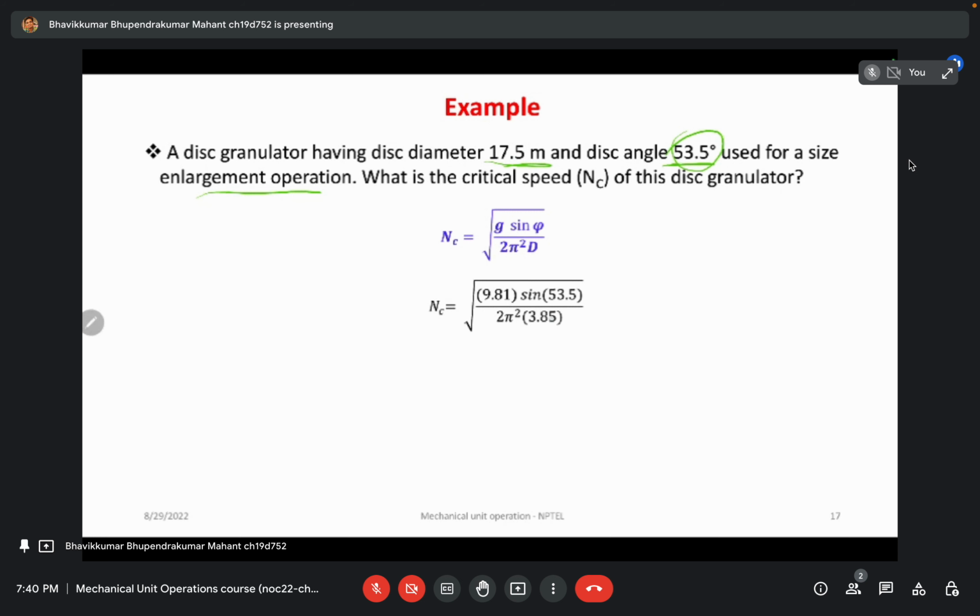Okay, so maybe I put some mistake here. It's a 17.5, so it is 8.5. But at the end you will get the right result only. So I calculated the correct Nc is equal to 0.33322 rotation per second. But if you go for the RPM, then it is 20 rotations per minute.